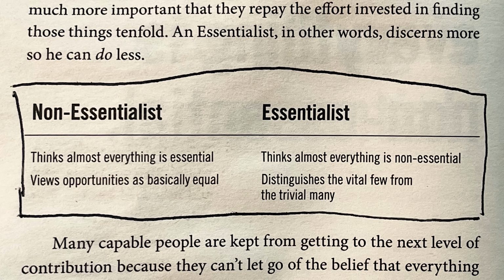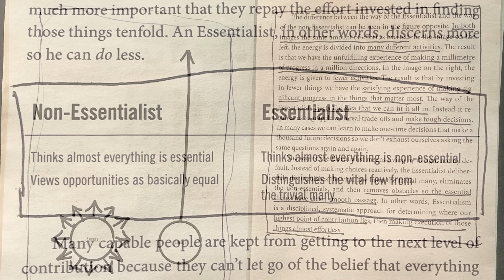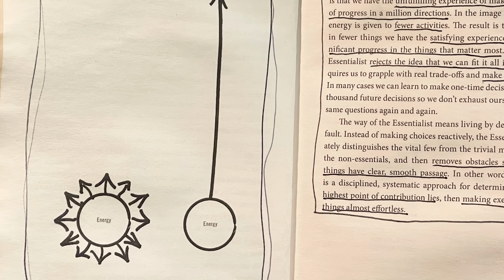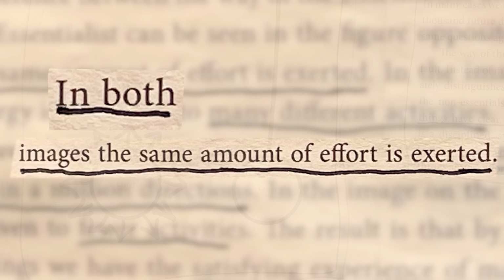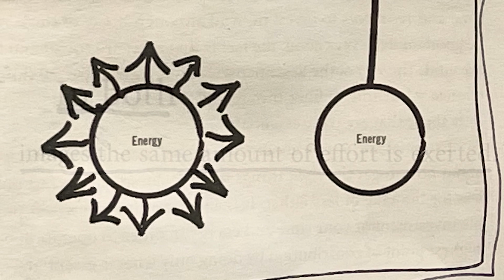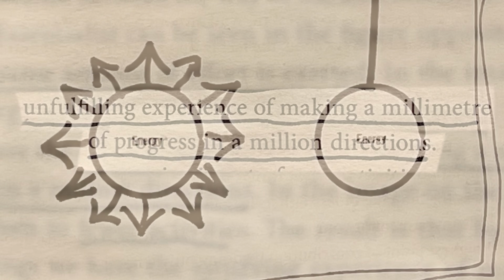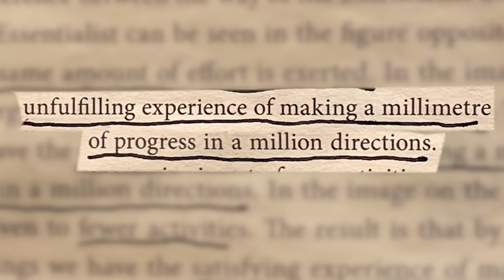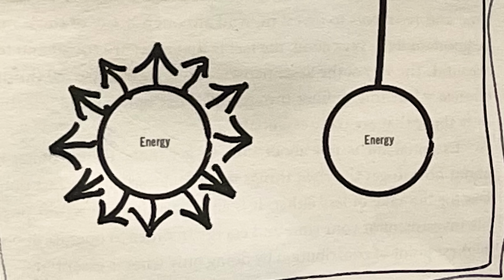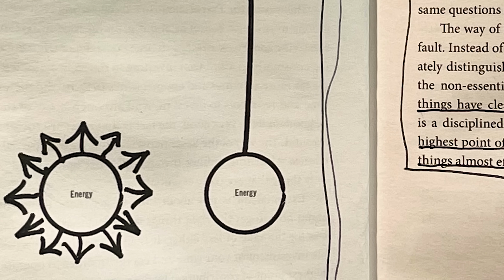The difference between the way of the essentialist and the way of the non-essentialist can be seen in the figure opposite. In both images, the same amount of effort is exerted. In the image on the left, the energy is divided into many different activities. The result is that we have the unfulfilling experience of making a millimeter of progress in a million directions. Kind of relatable.